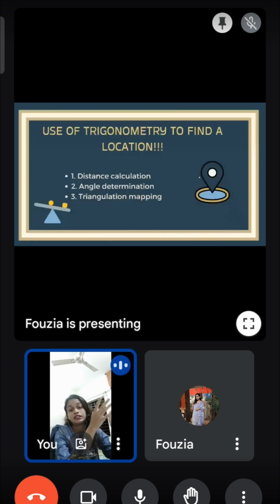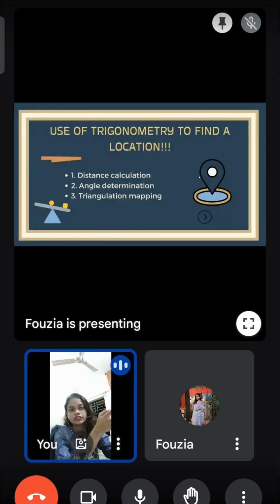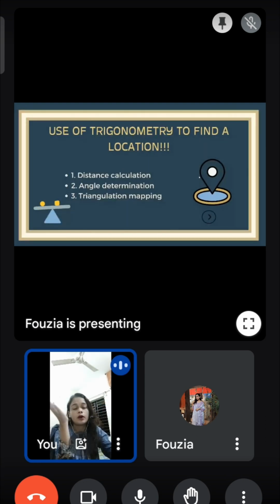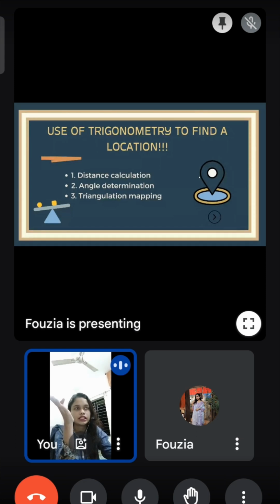Then let's learn how we are using trigonometry to find a location. Let's think about Google Map locations where we are using it. Google Maps is actually so great. By using trigonometry, you can find any location. If you have to go north, south, east, and west, you have to use trigonometry. It's normal and basic.